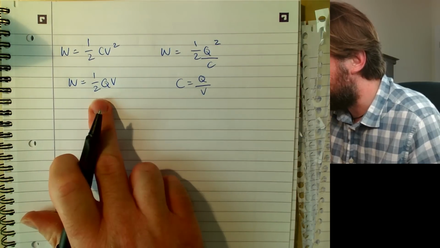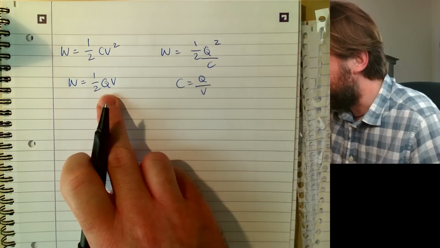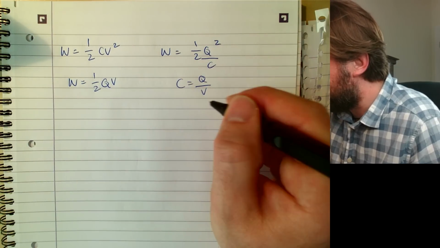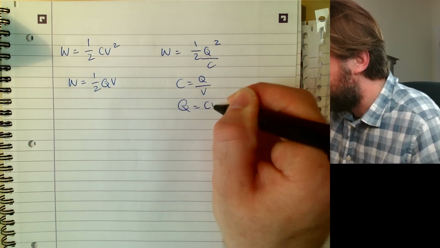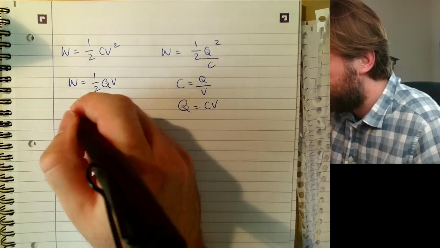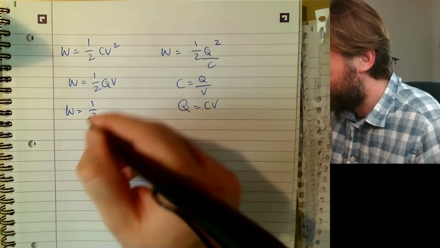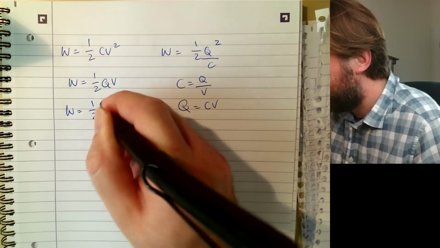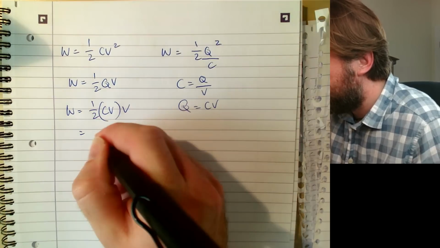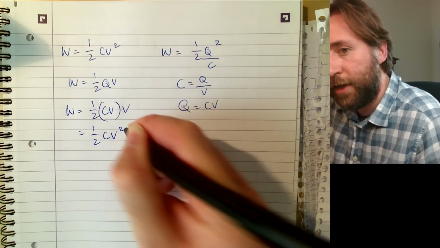Okay, so let's just do the first one. We want to get rid of the Q, so rearrange that for Q gives us CV. So put in half CV times V gives us a half CV squared.